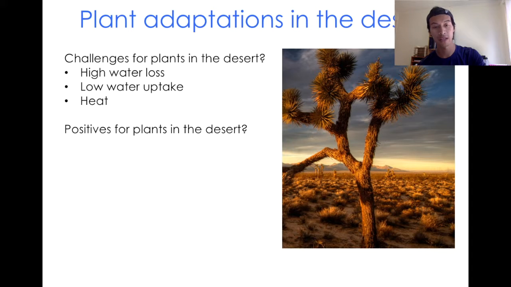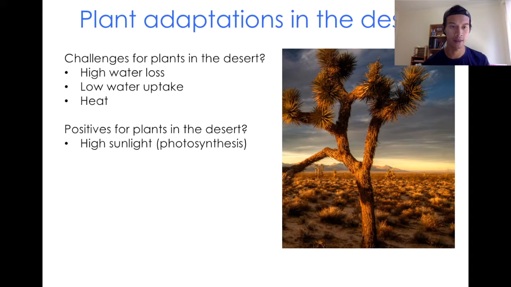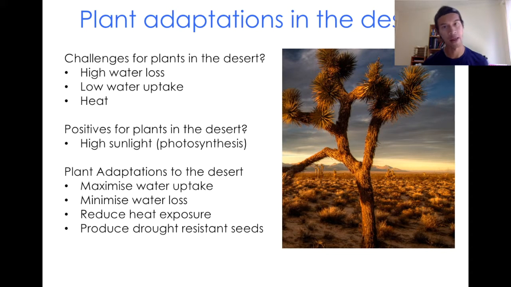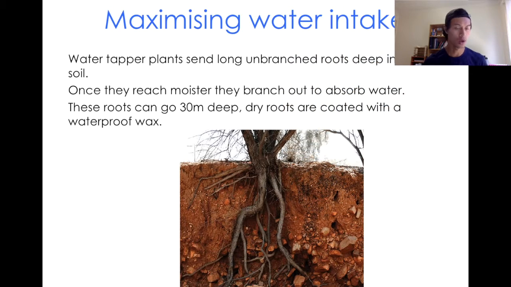On the positive, plants living in the desert don't really have to worry about high amounts of sunlight. So photosynthesis is not a major issue in terms of the availability of sunlight. But for photosynthesis to occur, they need to have water and carbon dioxide. So there's carbon dioxide, there's sunlight, but the water seems to be the key issue that a lot of plants struggle with. And so their adaptations need to revolve around that water and that heat that they experience while being in the desert. So plants need to maximize water uptake, minimize water loss, reduce the amount of heat that they're exposed to, and they also need to produce seeds that are drought resistant in order to pass on to the next generation. We're going to take a look at each one of these, starting with maximizing their water intake.